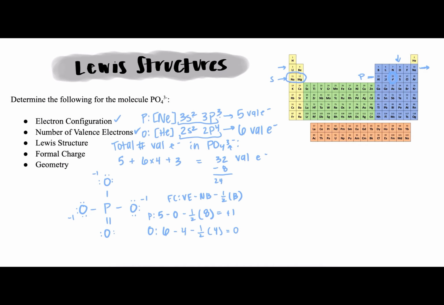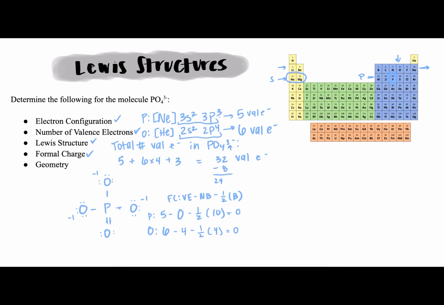And similarly for phosphorus, it still has 5 valence electrons, still 0 from our non-bonding, but now it has 1/2 of 10 from our bonding because there's 1 bond, 2, 3, 4, and 5 total bonds surrounding that phosphorus. So its overall formal charge is 0. So that reduced our formal charges. So now this is a happier structure. So we have our Lewis structure and our formal charges done. We can move into geometry.